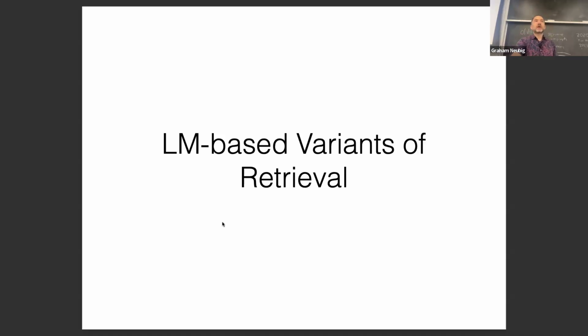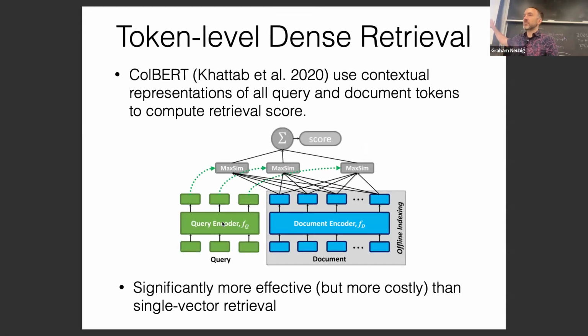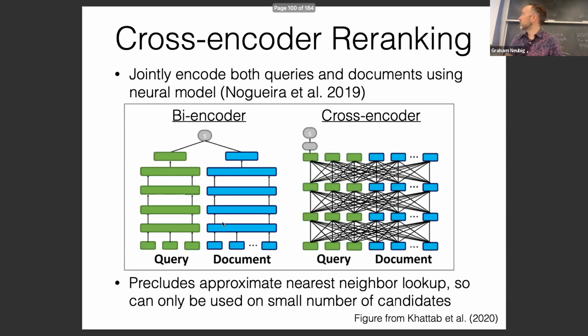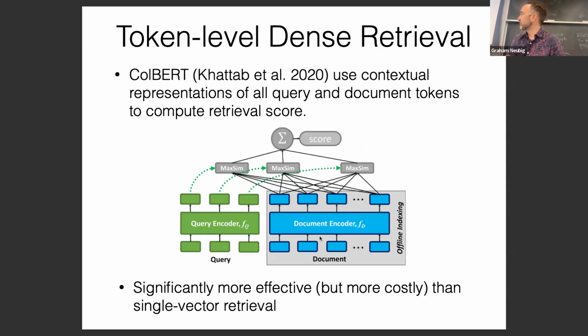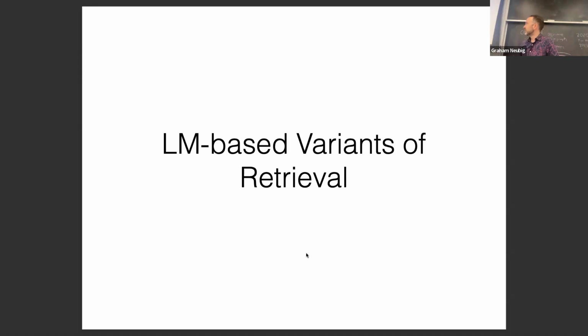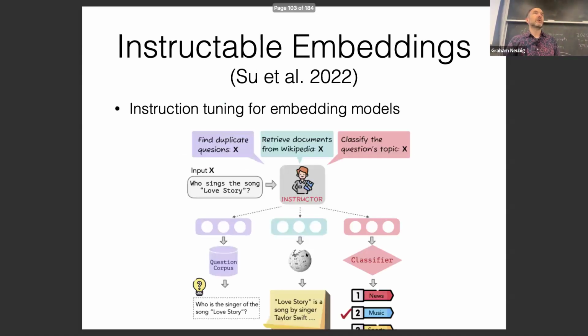So another thing I'd like to talk about is the base of most retrieval models that you see nowadays: either the bi-encoder method or this token-level bi-encoder method. Most dense retrieval methods will use something like this. But there are also some variants on how you can do this.